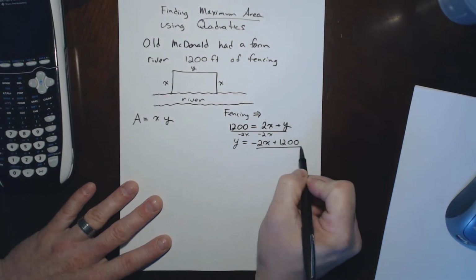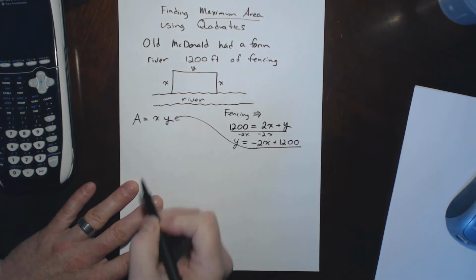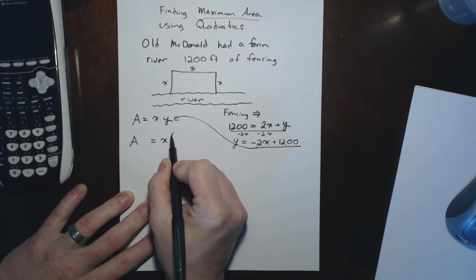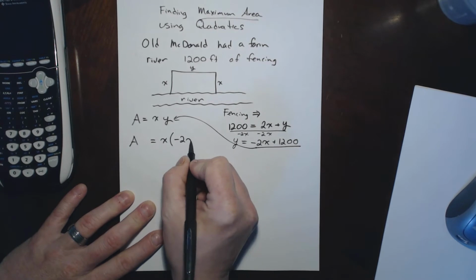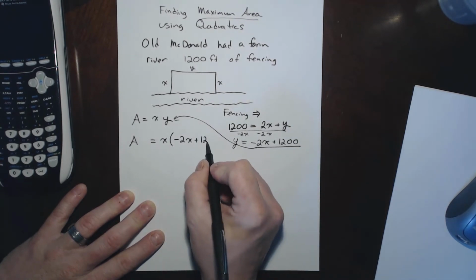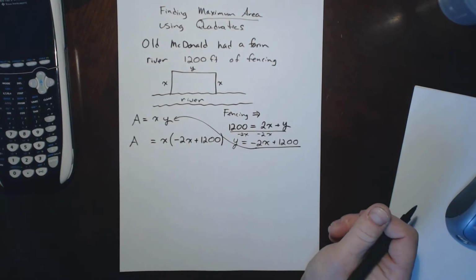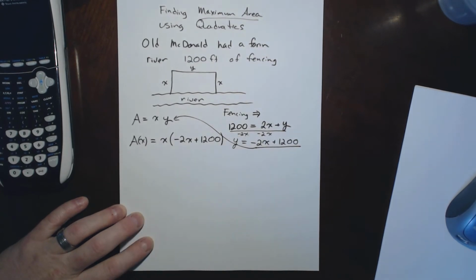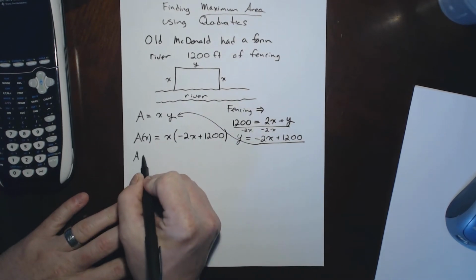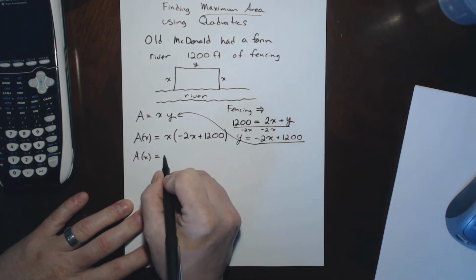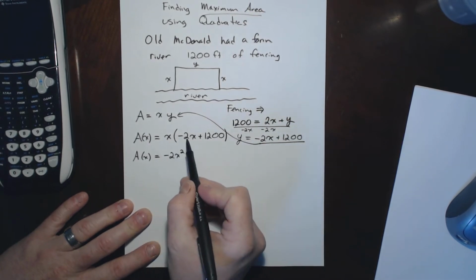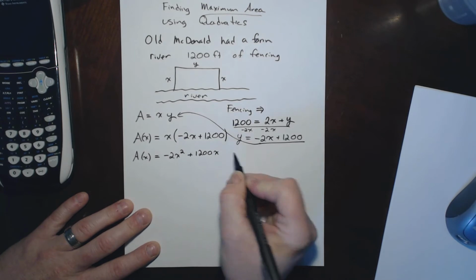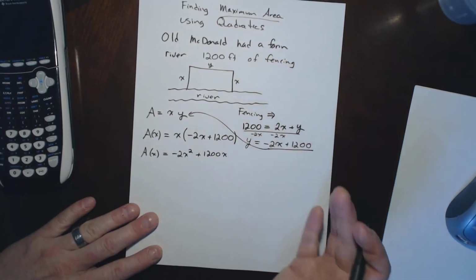Now, I know what y equals, so I'm going to directly substitute that in for y. And I'm going to have A is equal to x times this quantity here of minus 2x plus 1,200. Now, because this is a function of one variable, I can write this as A of x. Great. Now I'm going to multiply this function out. I'm going to get minus 2x squared, doing x times minus 2x, plus x times 1,200, that's going to be 1,200x. Now I have a quadratic.